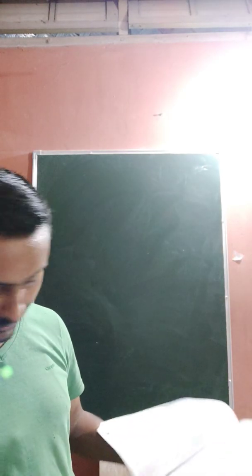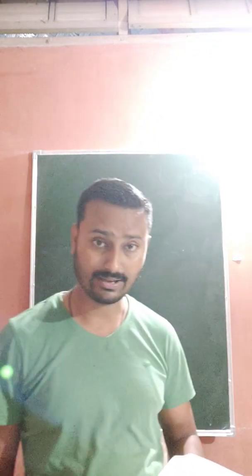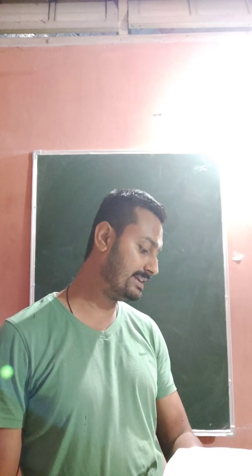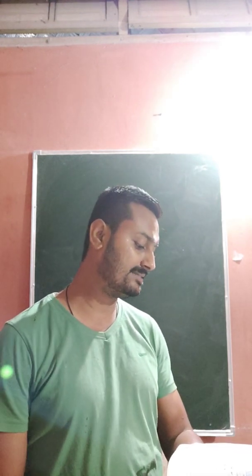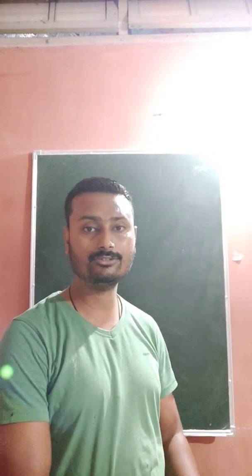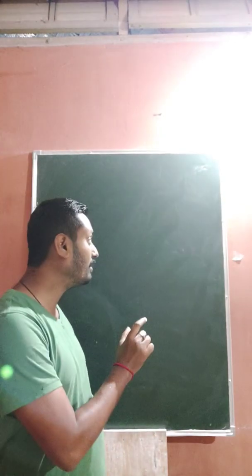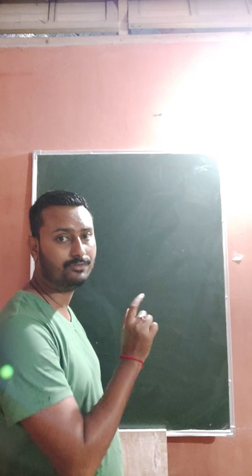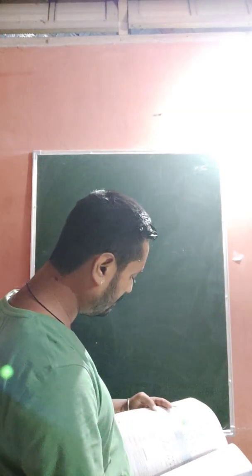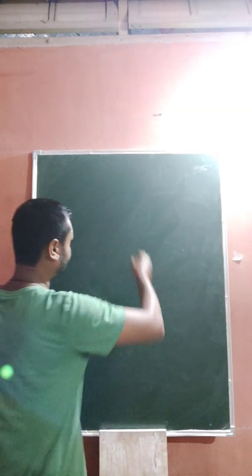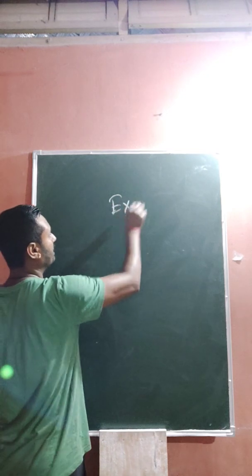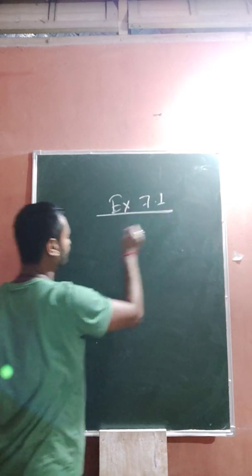So let us start 7.1. In the first video, I will discuss exercise 7.1. The first one is write algebraic expression for the following. In this case, some statements will be given to you. You have to write the algebraic expression of that given statement. Suppose the first one is 23 more than a number. So exercise 7.1, first question, the revision of the first question.